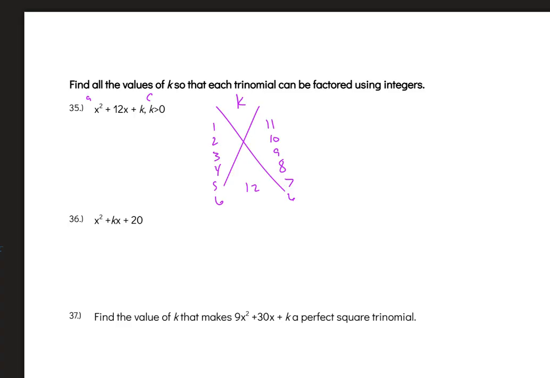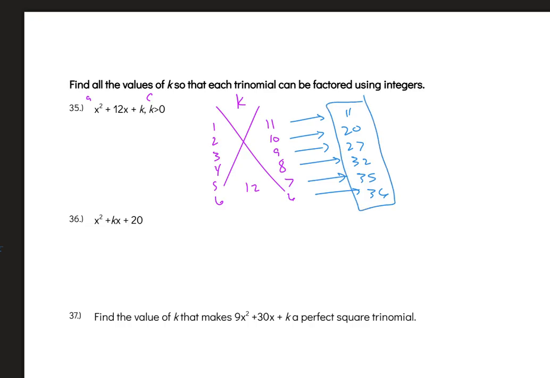So all the values of k would have to be, let's see, 1 times 11 is 11, 2 times 10 is 20, 3 times 9 is 27, 4 times 8 is 32, 7 times 5 is 35, and 6 times 6 is 36. Those are all of the values of k so that this could be factored with integers. Are there negative versions? Nope, we don't have to worry about that because we want k to be positive. So we're done with that one.